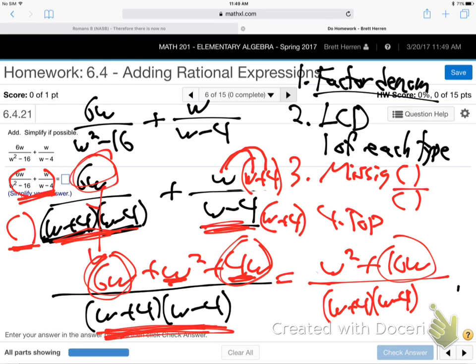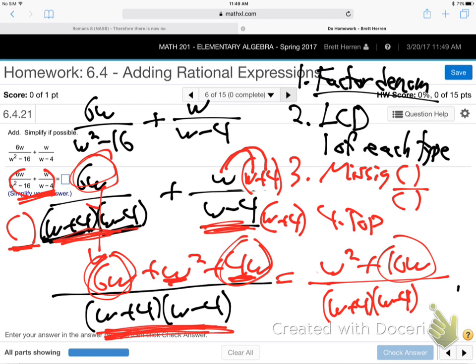Remember how we looked at the bottom and we compared? And we said, what's it missing? What is he missing compared to nothing? He's got everything. Whereas he was missing the W plus 4. So I did top and bottom. And then multiply. Make sense? But the first one was missing nothing. So I do nothing to the top. Good. Is everybody getting that?